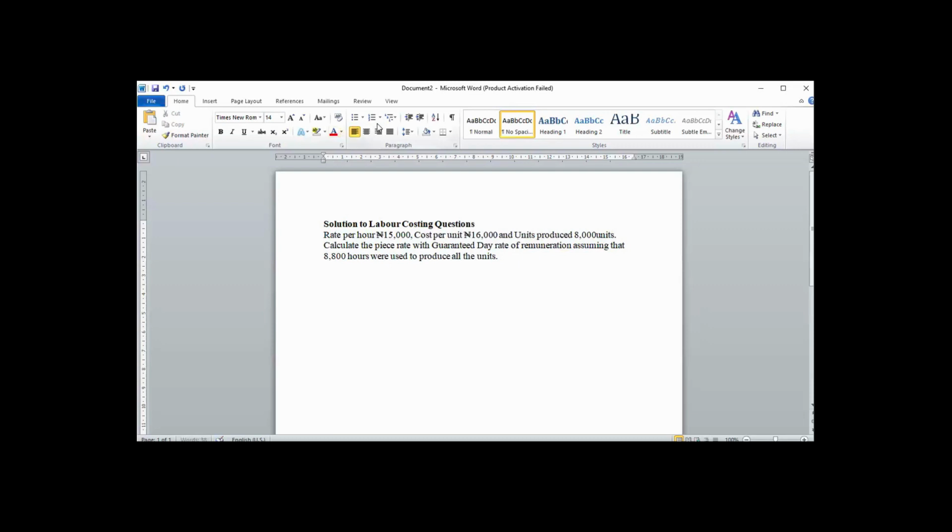That's the question 1 we are looking at. Now, to solve this question, we need to identify what they want us to do. Guaranteed day rate remuneration, assuming 8 hours. 8,800 hours were worked to produce all the units. And the rate per hour is 15,000. Labor cost per unit, that's 16,000.